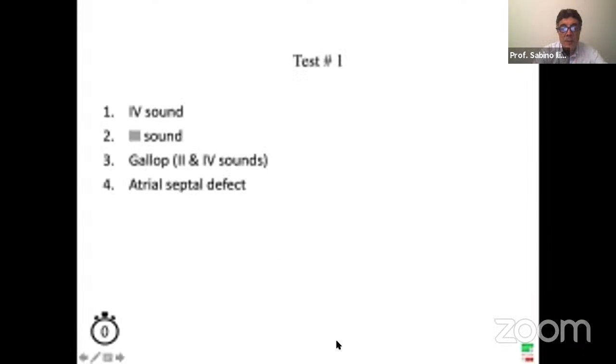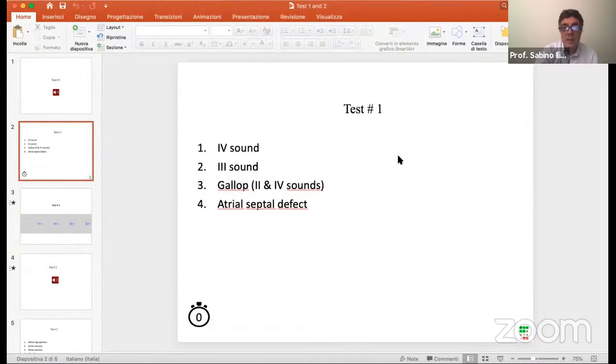Go to the test now. We have these 4 possibilities: a fourth heart sound, a third heart sound, a gallop, or an atrial septal defect. So let me share the test with you.